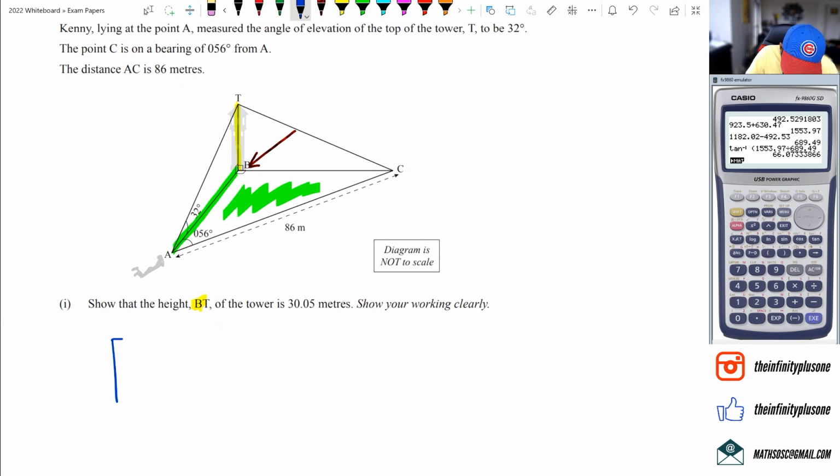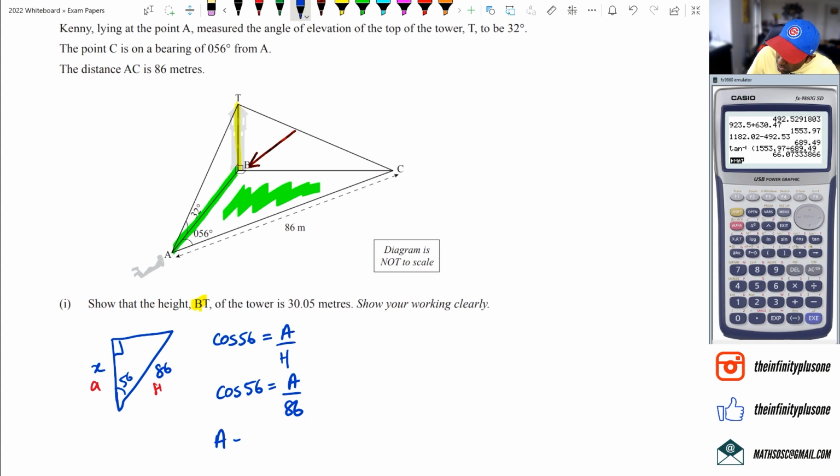So with my bottom triangle, what I've got here is 56 and 86, and I'm looking for this distance here. So I've got adjacent and hypotenuse. So I have cos 56 is equal to adjacent over hypotenuse. That's not 86 degrees. So cos 56 is equal to adjacent over 86. So adjacent is 86 times cos 56. So in our calculator, 86 times cos 56 gives us 48.09.